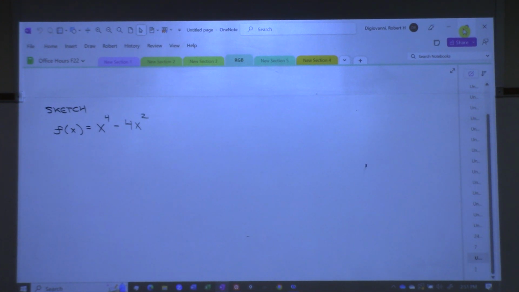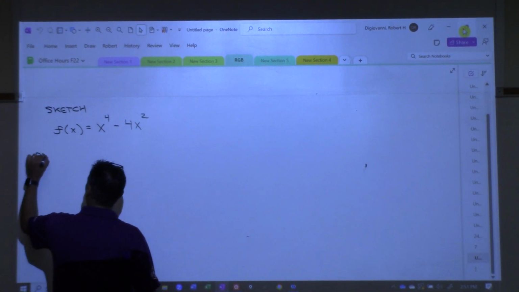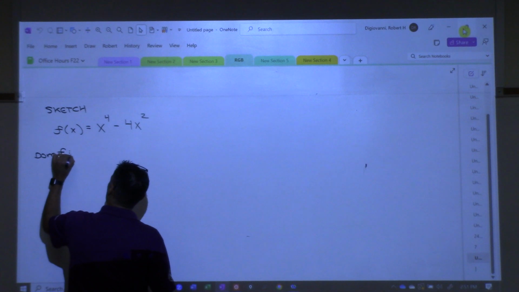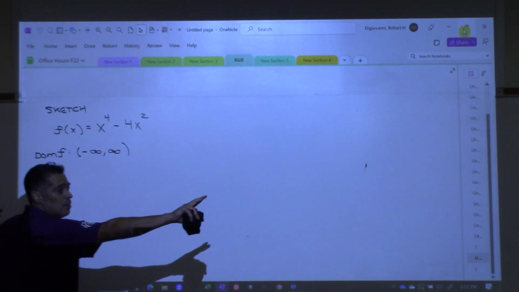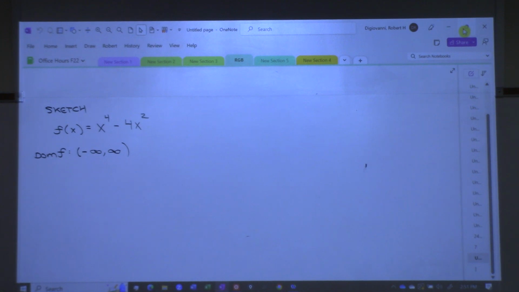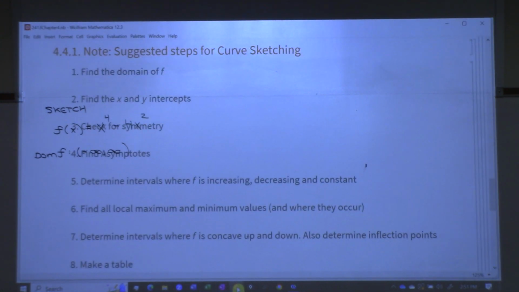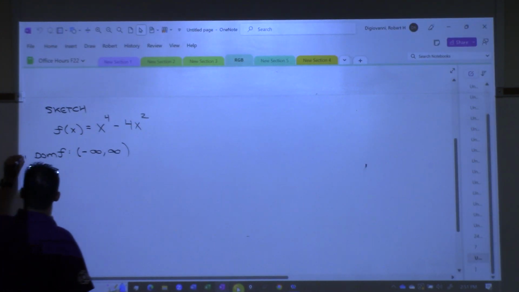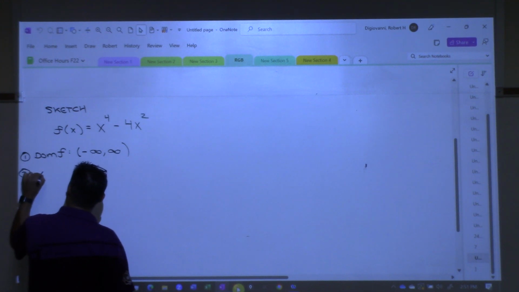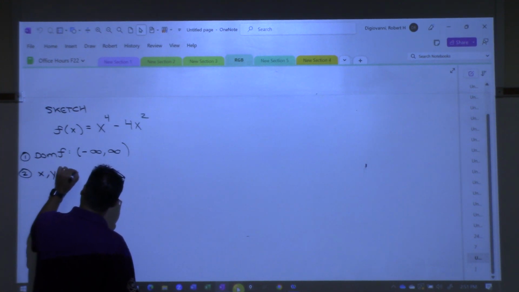First thing I'm going to do is talk about its domain. What's the domain of this function? All real numbers. So when I graph this, the graph should go in both directions forever, right? That's the first thing. Second thing, let's find any x and y intercepts.